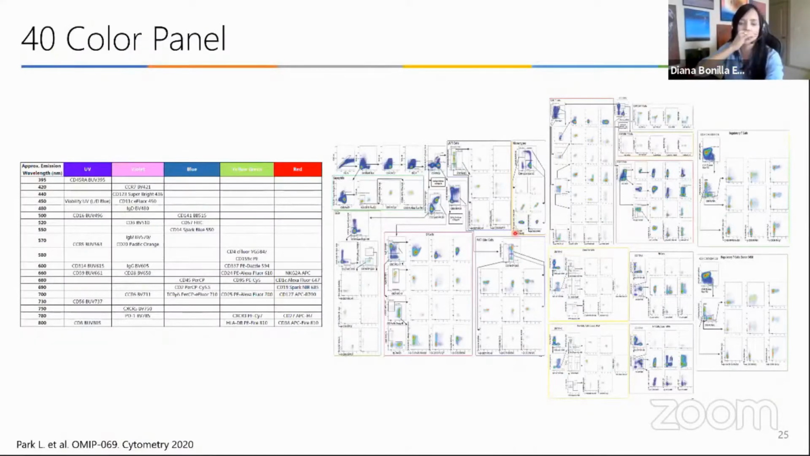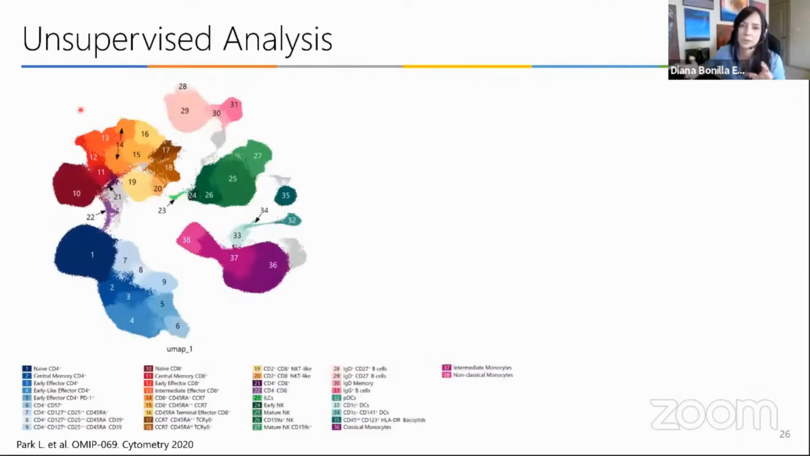So if we go back to that 40-color panel, that complex manual gating, what we ended up having after using computational tools for clustering and for dimensionality reduction was being able to capture the complexity of those 40 markers and those multiple cell subsets identified in one single plot. In this case, we ran FlowSOM and then UMAP to see the clusters identified by FlowSOM, or the metaclusters. And what you will see again, in one 2D plot, are the multiple populations that were identified and then characterized based on the markers in the panel.